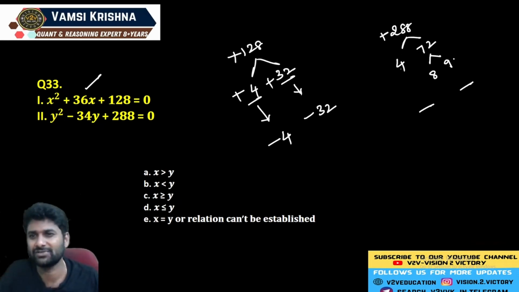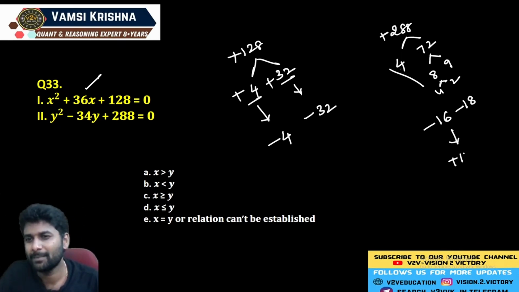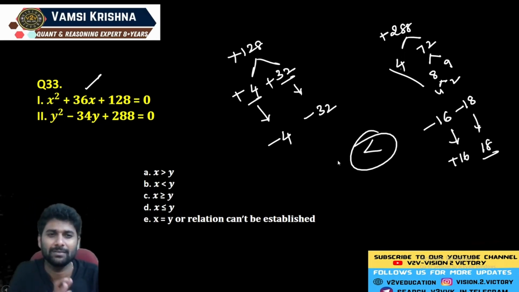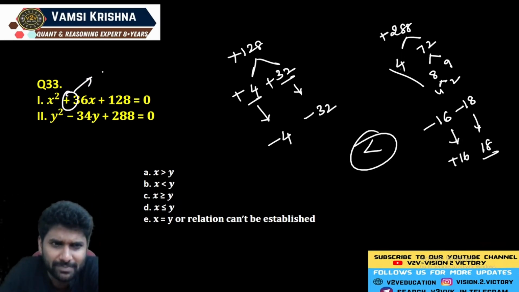Again, you can split the values. Either you can take the 3 into 3, or you can take 4 into 2. Let me take 4 fours are 16, 9 twos are 18. 4 fours are 16, 9 twos are 18, guys. The sum of these two numbers is, of course, 34. So the final factors are plus 16 and plus 18. Definitely it's a smaller value. Guys, I clearly mentioned in the last session also, if it is a positive symbol, the final factor should be a negative. If it is a negative symbol, the final factor is positive.